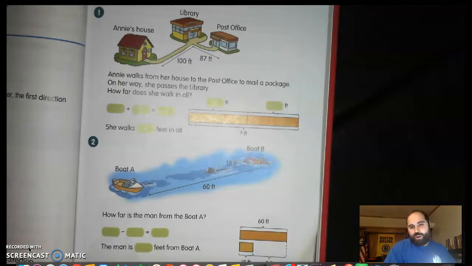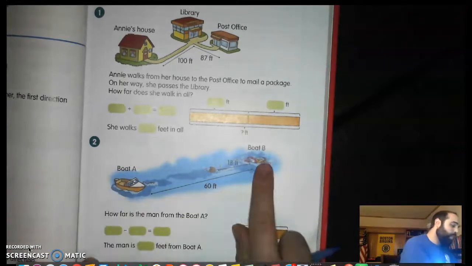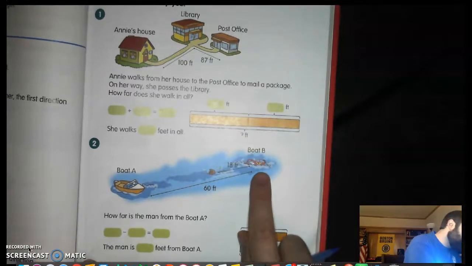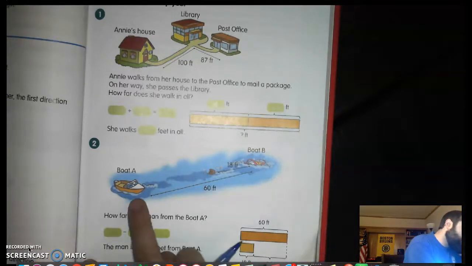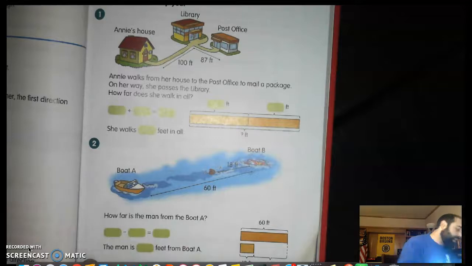Ooh, I wish I was out on the water. Not gonna lie, I miss boating. We have boat A and boat B. Uh-oh, looks like boat B might be in trouble. It looks like this person might be swimming out to boat A. How far is the man from boat A?